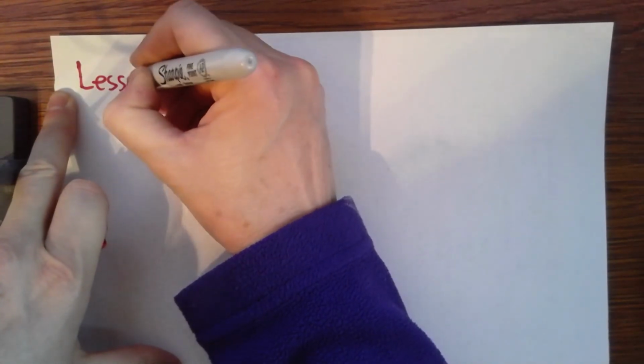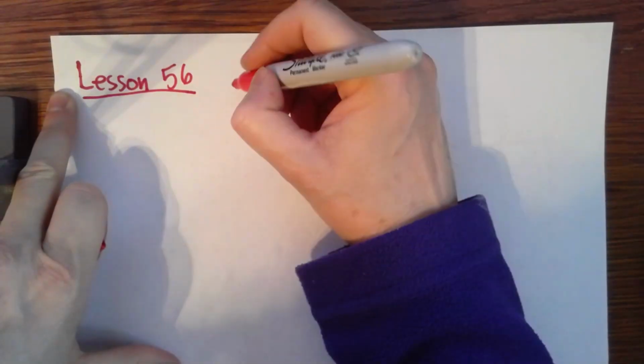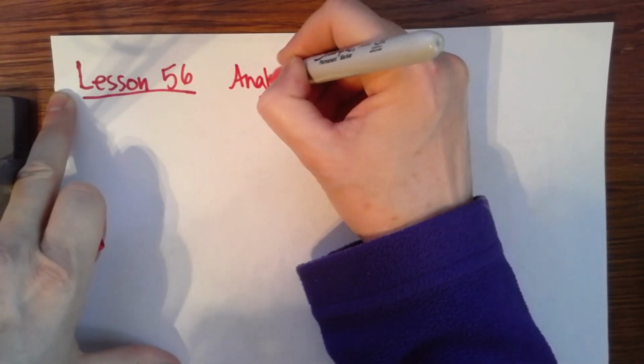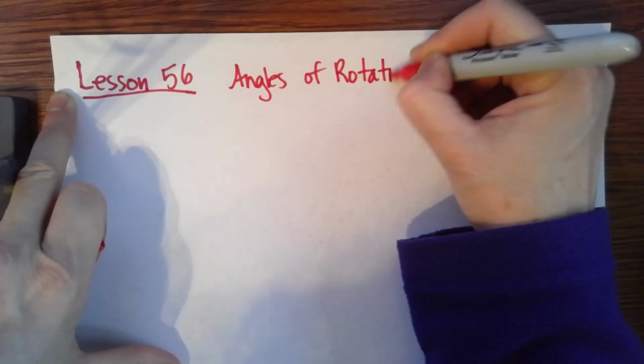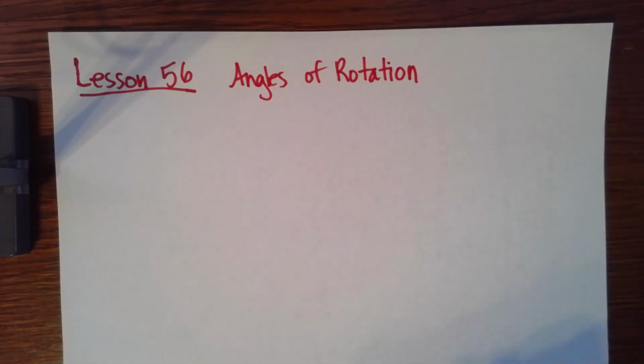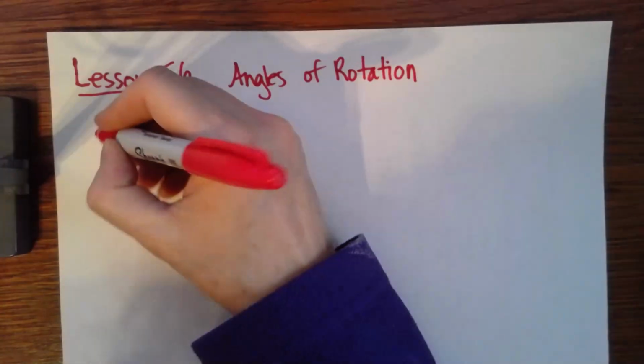Okay, we are going to be looking at lesson 56 today, which is about angles of rotation. Okay, so let's say we have an angle like 135 degrees.